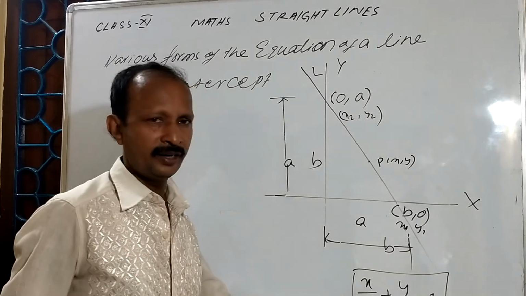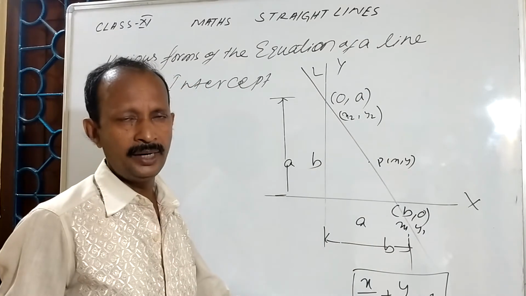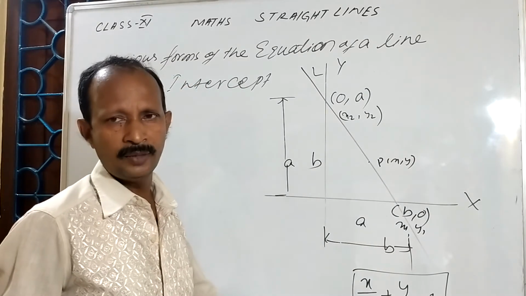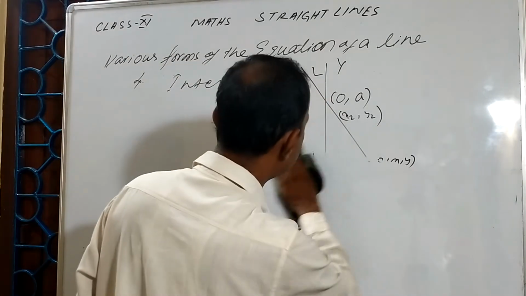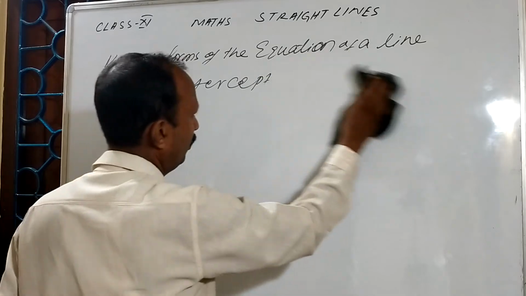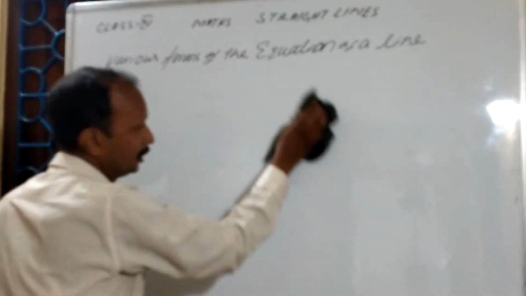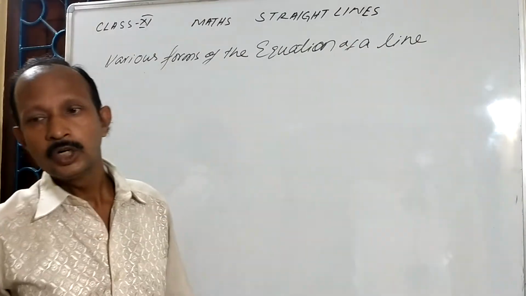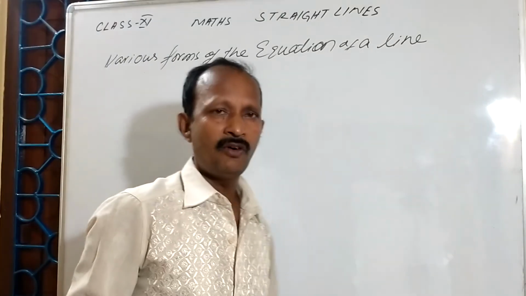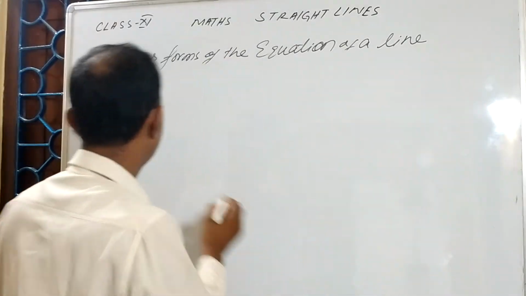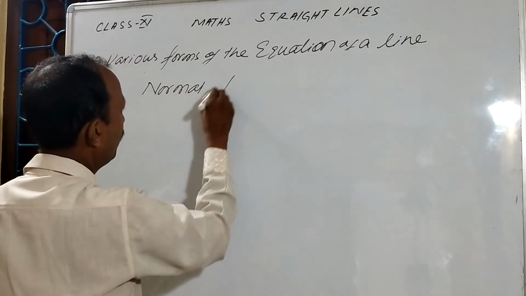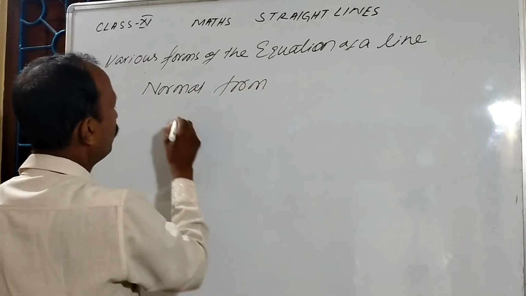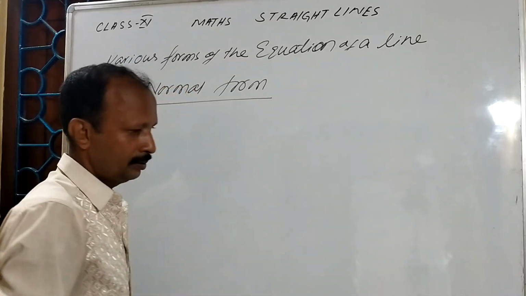Okay, so this is the standard form of the equation of the line for two intercept form, or we say it is simply intercept form. Now let us move towards the last form, that is the normal form.